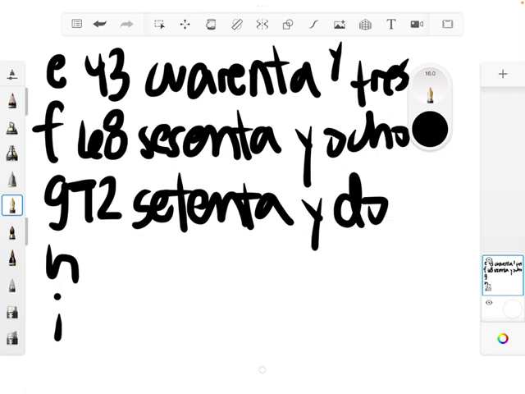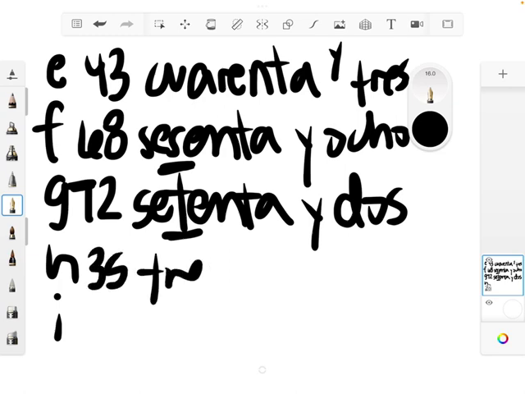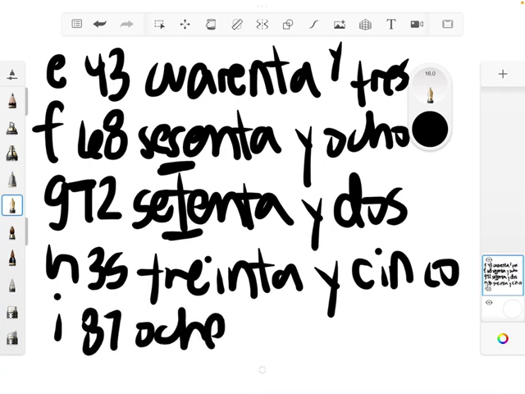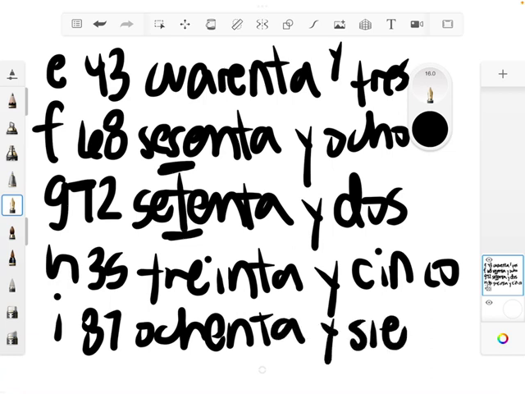72. And notice here, 60 is S-E-S, 70 is S-E-T. 60, 70. Treinta y cinco. 87.